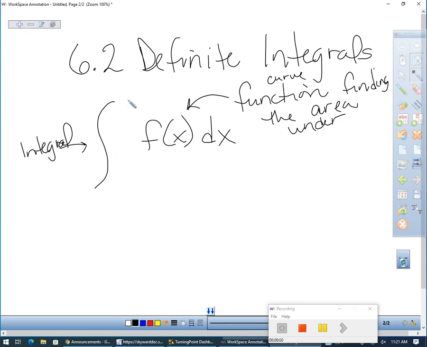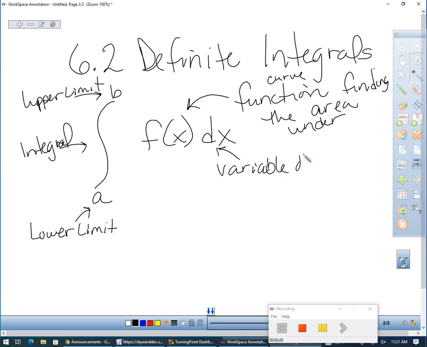On that little integral, you have from a to b, where a, of course, is the lower limit. We usually say lower bound, lower limit, same thing. And b, of course, is your upper limit. And typically, whatever this is, dx, dy, dz, is your variable of integration. It's telling you what you are finding the area of compared to. Do you know what I mean?